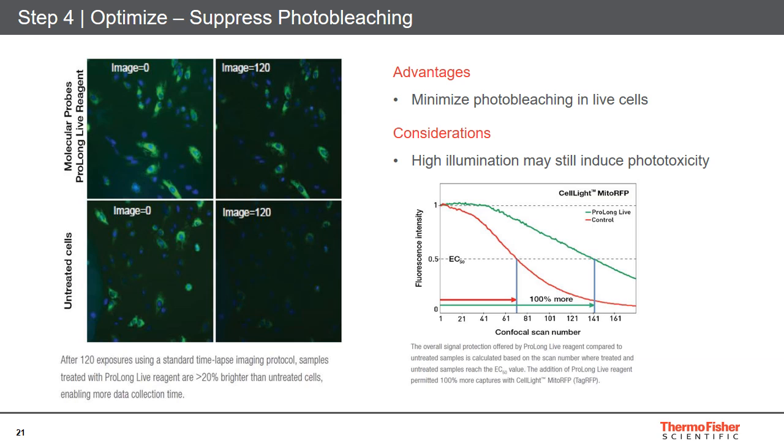So here we have a couple representative images of cells that are being imaged at 120 independent consecutive exposures with and without the ProLong Live antifade live cell imaging reagent. And on the top we have the cells that are being protected with ProLong Live, and on the bottom we have cells that are untreated. You can see the drastic difference in the remaining signal with and without the ProLong Live antifade.